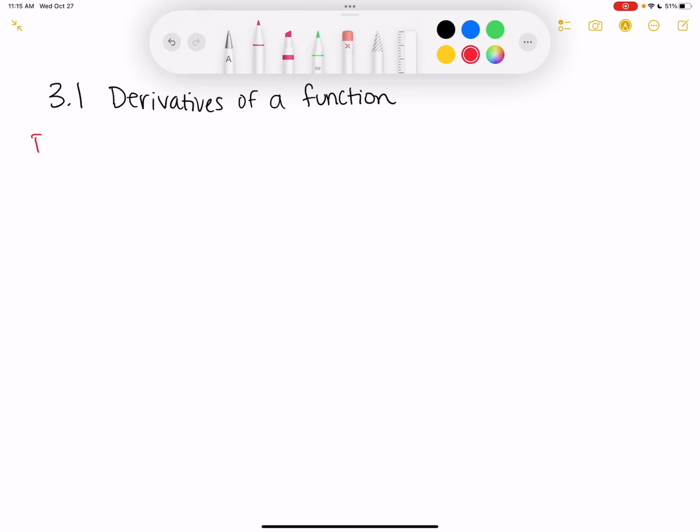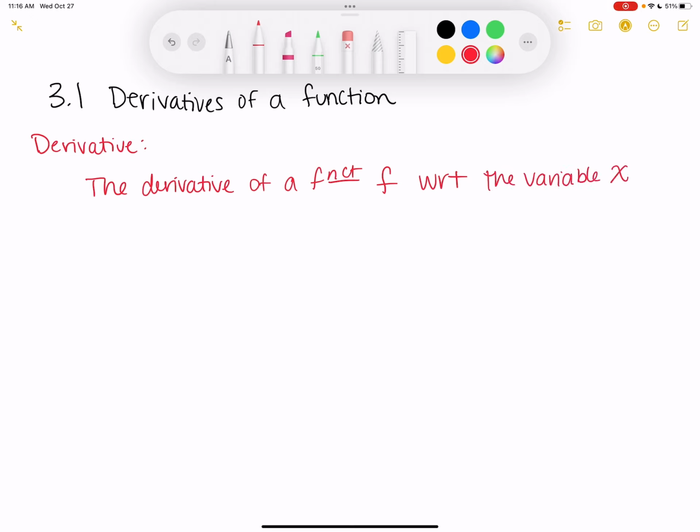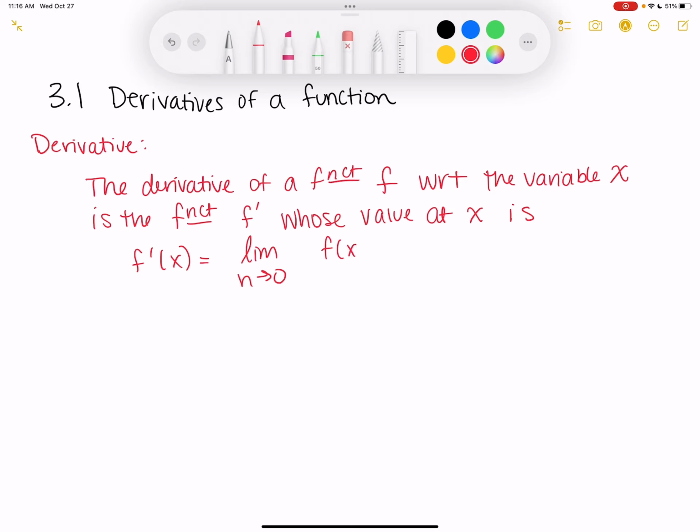Alright, so a derivative, we say that the derivative of a function f with respect to the variable x is the function f prime whose value at x is f prime of x equal to the limit as h approaches 0 of f of x plus h minus f of x all over h. So hopefully that looks familiar. Provided the limit exists. Is that F apostrophe? Yeah, it means the derivative, but yes. Okay. Provided the limit exists.